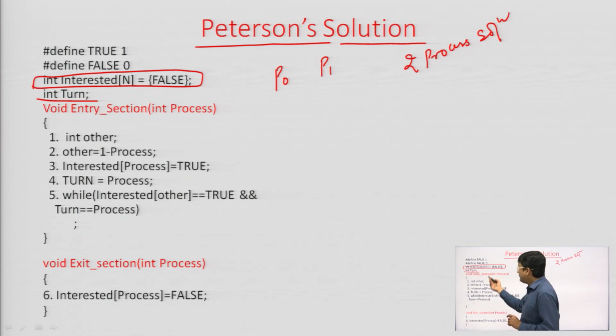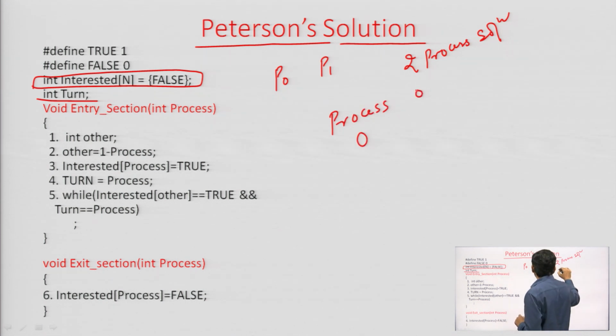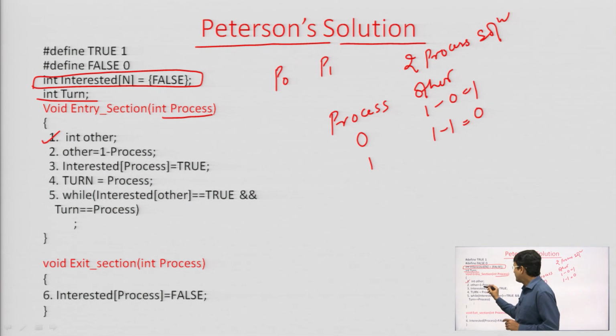Now, this solution is for both the processes. It has been written in general. For example, there is another variable, the current process. Let us say the current process is 0, so the other process will be 1 minus 0, which means 1. Let us say the current process is 1, then the other process will be 1 minus 1, which means 0. So, the other process is defined as a variable, and the current process is passed as a parameter in the code of the entry section. Other process is defined as 1 minus the process.